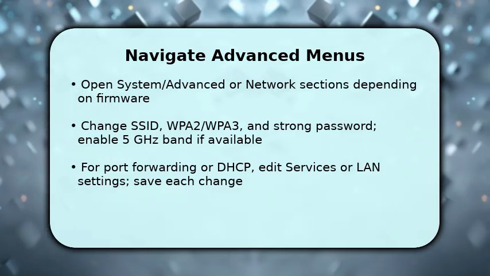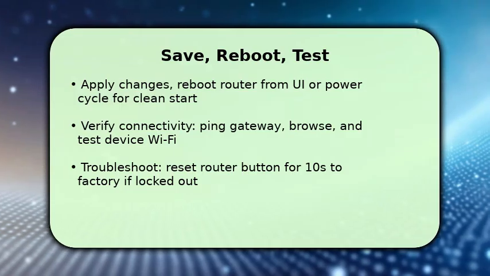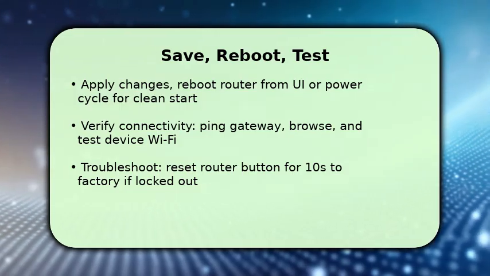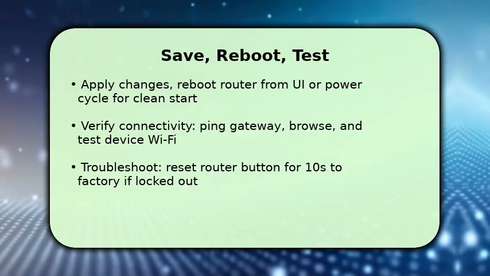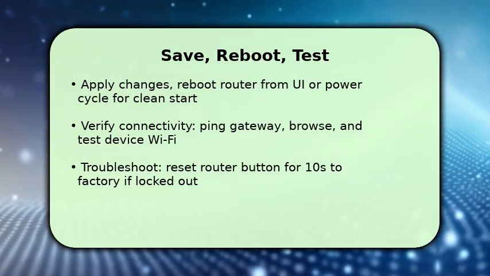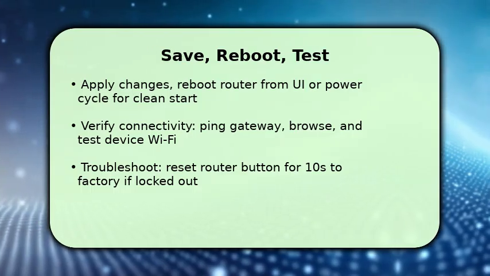After making changes, apply and reboot the router from the interface or power cycle it to ensure settings load cleanly. This avoids half-applied configurations. Then test connectivity by pinging the gateway and browsing, and confirm devices connect to the intended SSID and speeds are as expected.